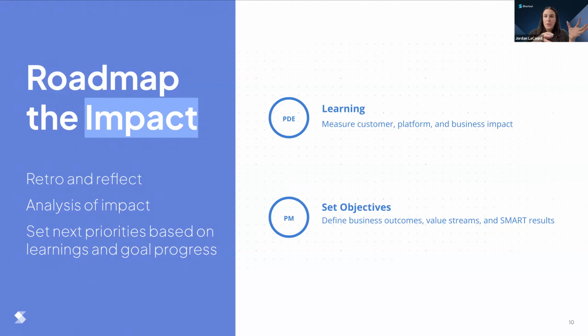We use what we've learned to set new goals. Maybe it's iterative goals, iterating. Yay, awesome. We grew weekly active users by 10%. Let's try 15 this quarter.